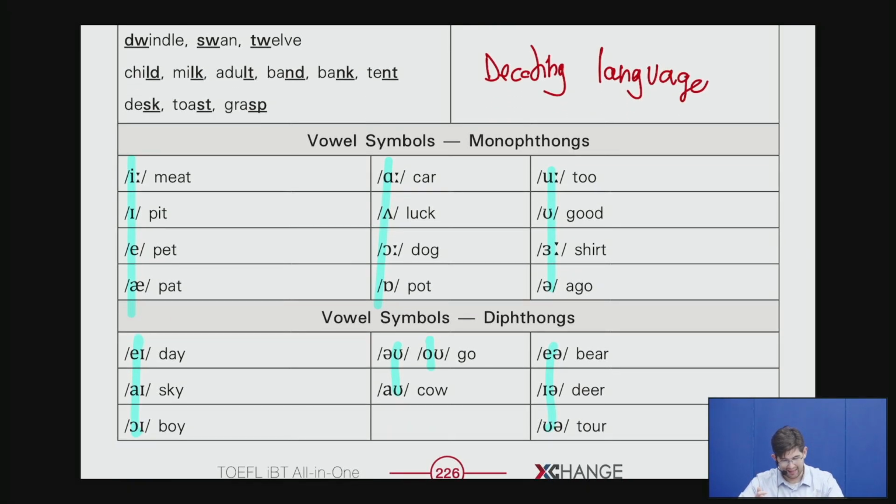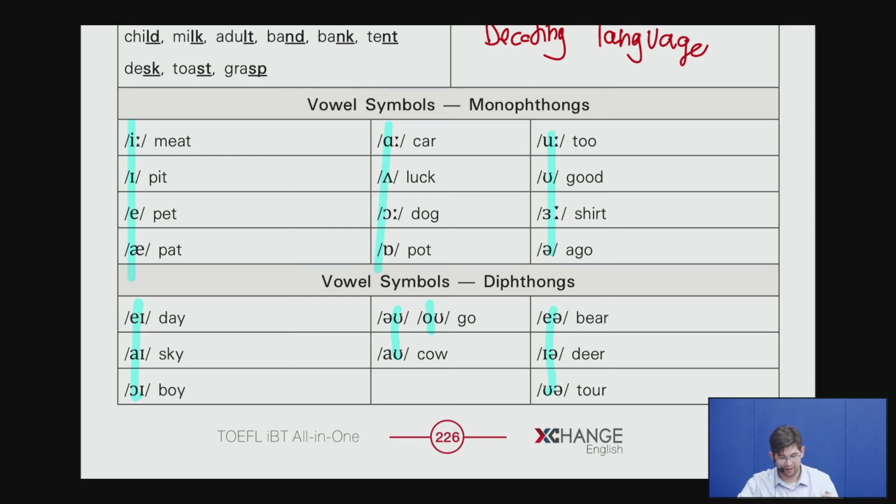We have our E sound in meat, our I sound in pit, our E sound in pet, our A sound in pat, our ah sound in car, our uh sound in luck, our o sound in dog, our O sound in pot, our oo sound in to, our oo sound in good, our ur sound in shirt, and our schwa sound in ago.